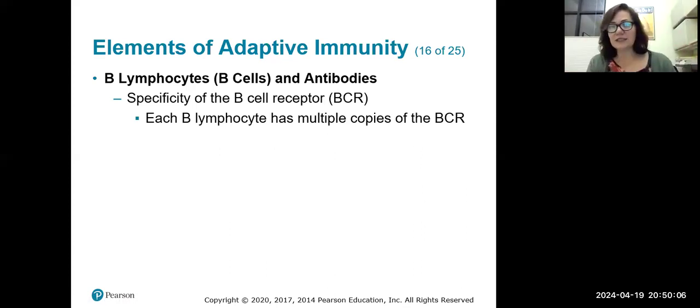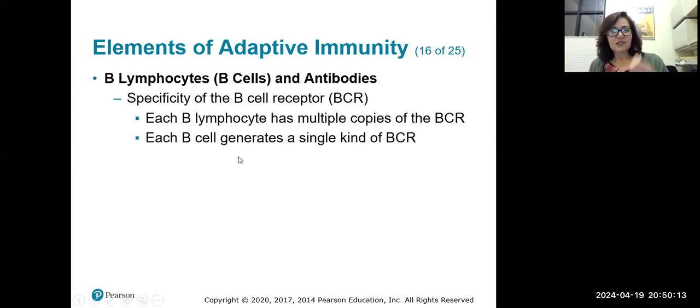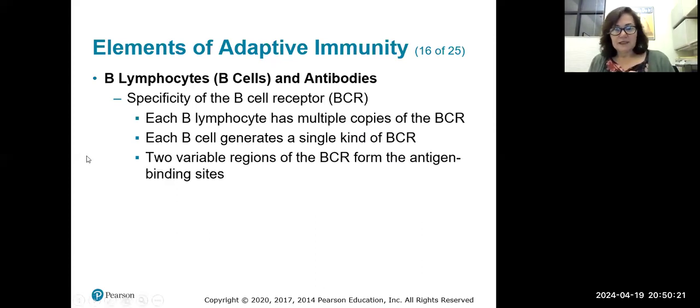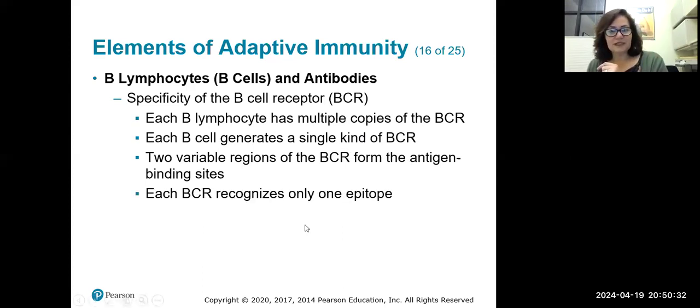And the same went for the T cells, and I didn't make enough of a big deal about that. So each B cell generates a single kind of B cell receptor. It's going to go after a particular structure. Yeah, so there's these antigen binding sites. Let me show you on a diagram. And each B cell receptor recognizes only one particular shape.